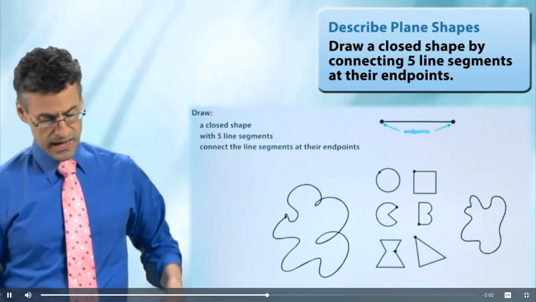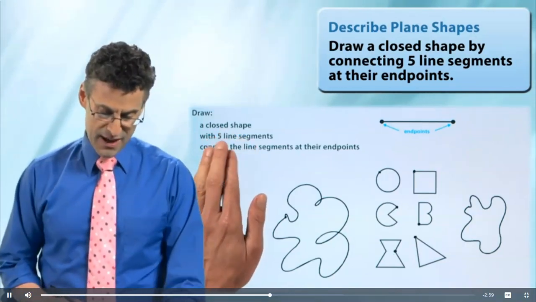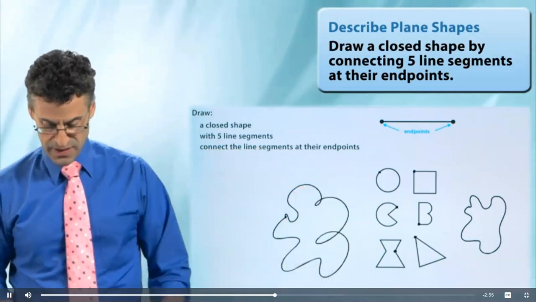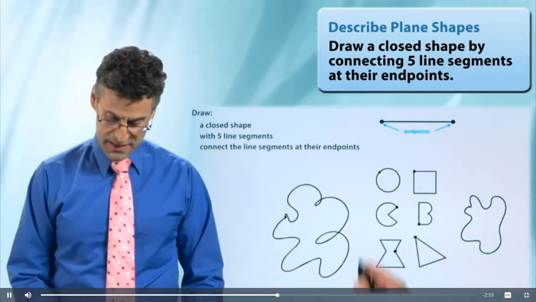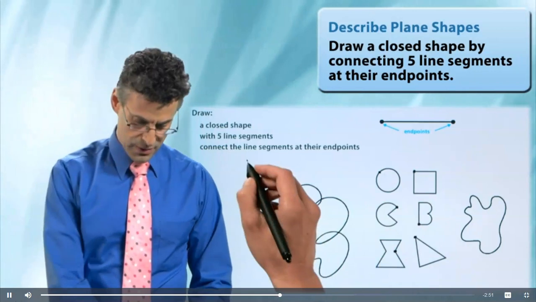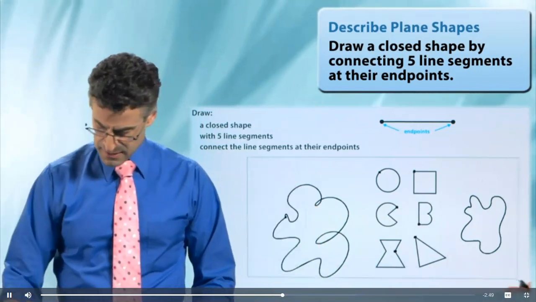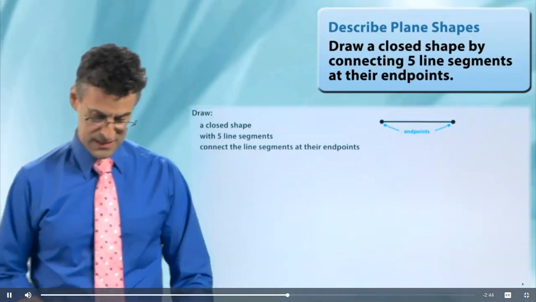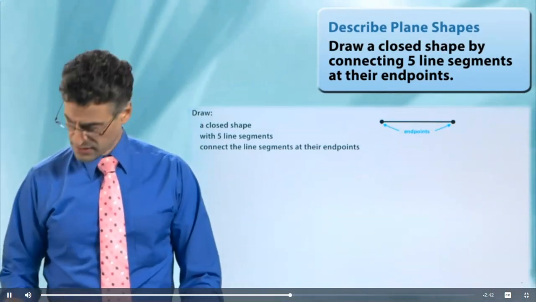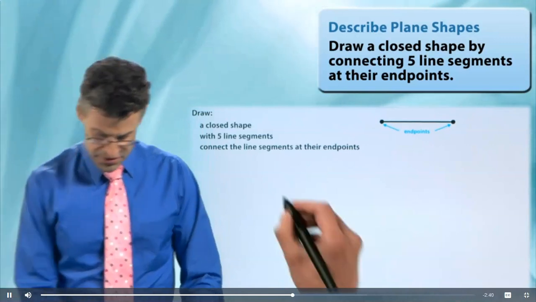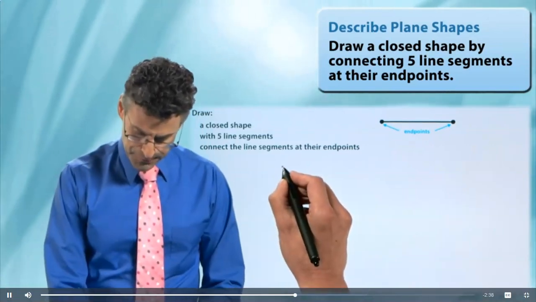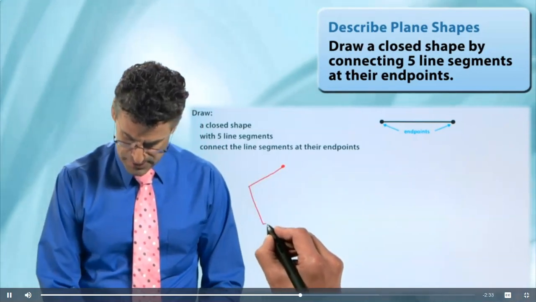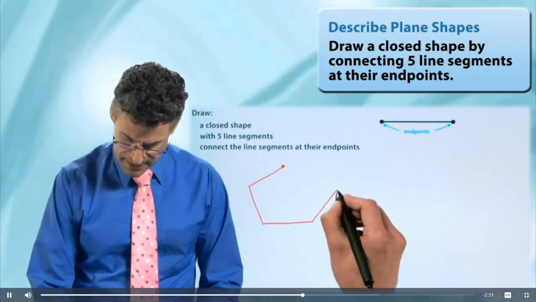Well, we want to create some closed shapes that have 5 line segments and connecting those line segments at their endpoints. So that's what we want to do. We want to make a closed shape, so where we start is where we end, but we want to use just line segments, and we want to use exactly 5 of them. So let's see if we can have some fun drawing some. So here's one I can draw. I'll start up here, and then I'll go over, down, here, back up, and now I'm going to come over.